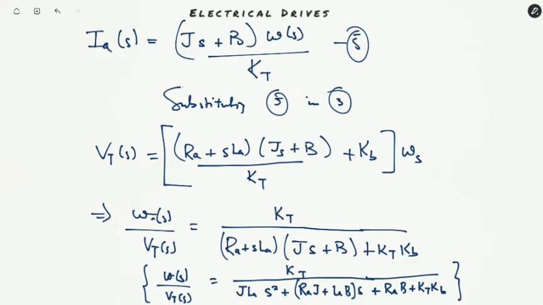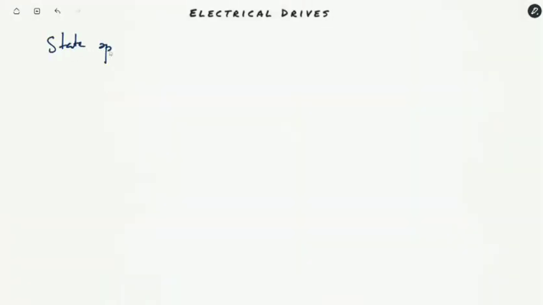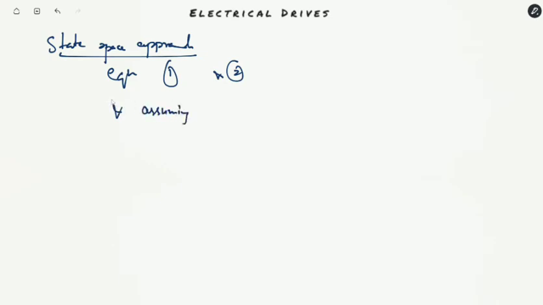Now using the same equations, equation number 1 and equation number 2, if we have to model them using the state space approach, let us assume that Ia, that is the armature current, is one state of the system, x1, as it is dynamically varying in the system, and omega, that is the angular speed, is another state variable x2.